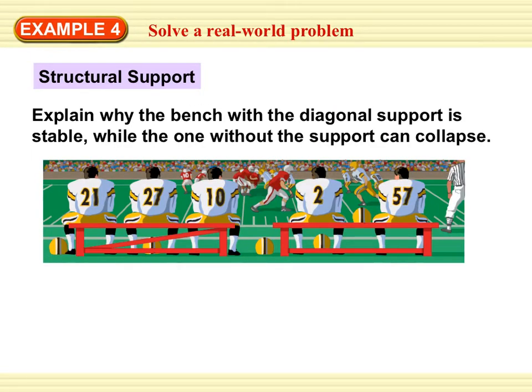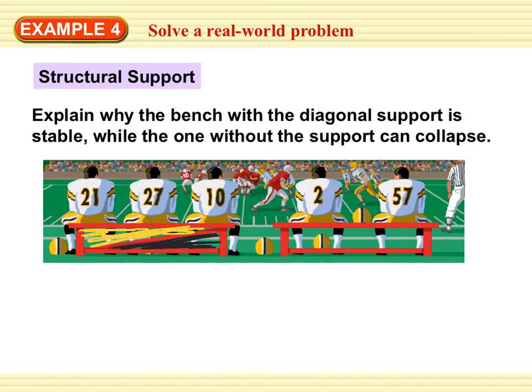So here we have a real life problem. It wants us to explain why the bench with the diagonal support is stable while the one without the support could collapse. So we're going to be using our side-side-side theorem to explain why it's more stable. So notice that with the diagonal support, we are creating 2 congruent triangles here. Maybe I have this black one here, and then I've got this one here.